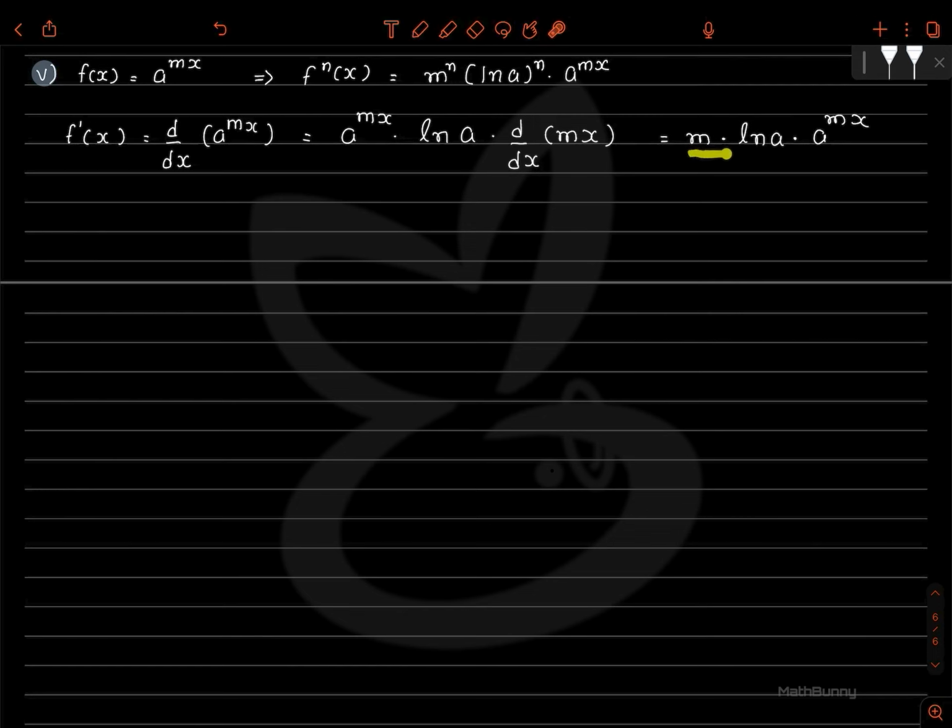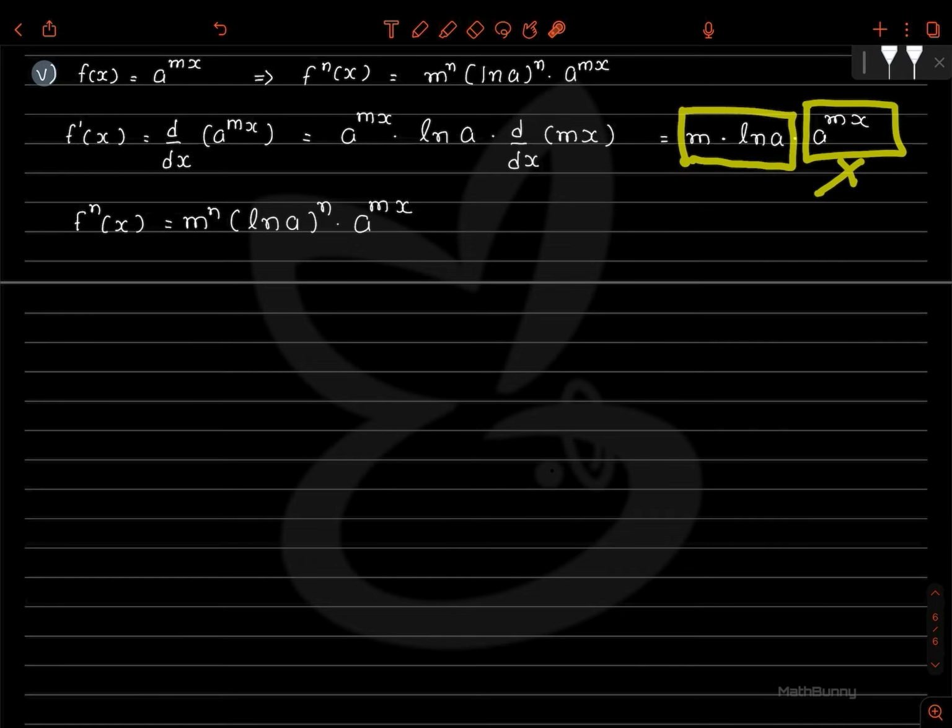You can see m and ln a are constants. Only a raised to mx is variable. So you can say for each successive differentiation, this term would get multiplied and this term will remain as it is, right? So in this case, we don't have to do any further differentiation. We can directly derive the formula. The nth derivative would be m raised to n ln a raised to n into a raised to mx, because for each successive differentiation, this term has no impact. Only this term gets multiplied.